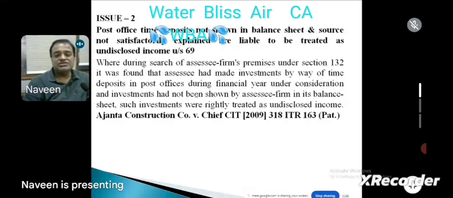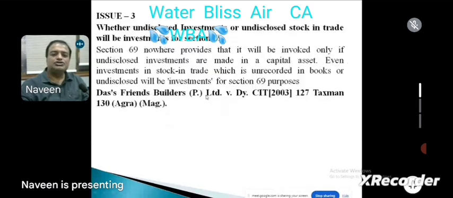So there was a search in this case. During the search of this firm's premises under 132, it was found that the associate had made investments by way of time deposits in post offices during the year of search. And these investments were not shown by the firm in its balance sheet. Therefore, such investments are rightly treated as undisclosed income. Fine, sir? Very simple issue.